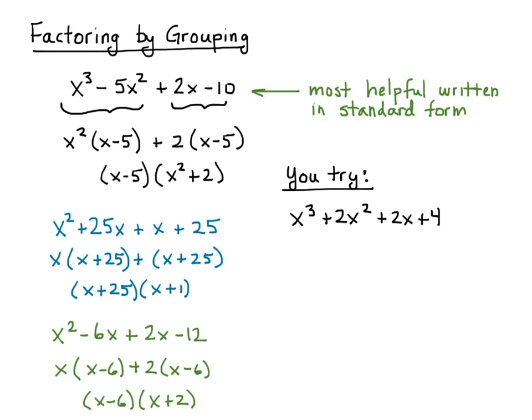So what do you think? Anybody get this one? So we're going to factor in pairs. Remember, we're looking at the first 2 terms and the second 2 terms. Factor them by taking out the common factor and see what you get.